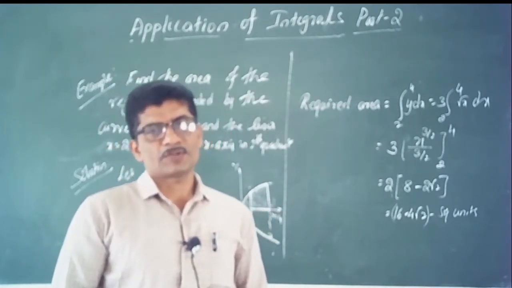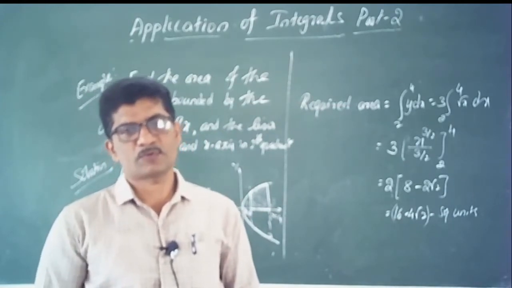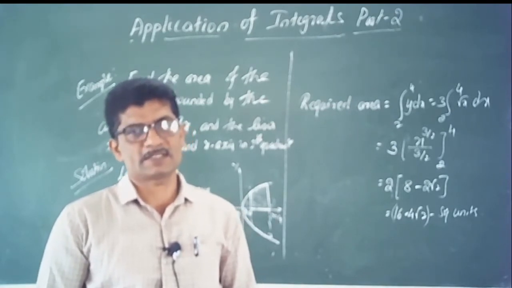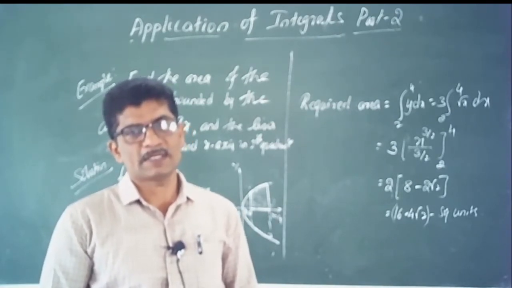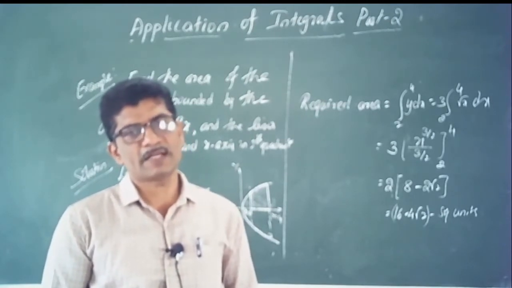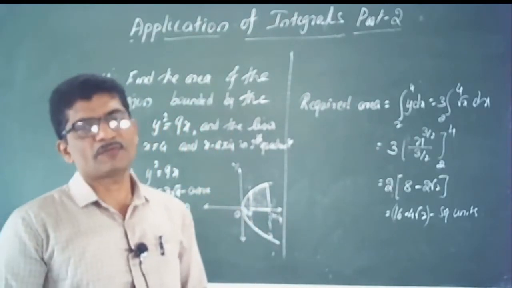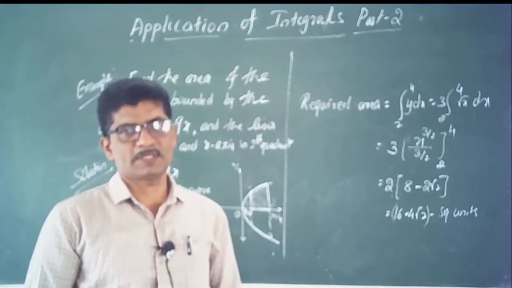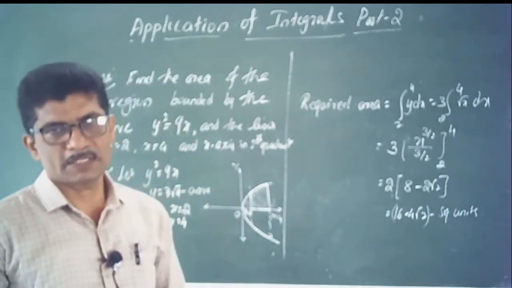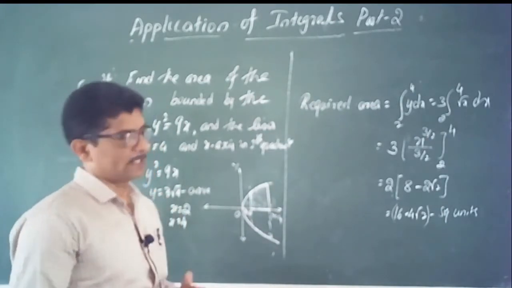And also you know that if some portion of the curve is above the x-axis and some portion is below the x-axis, then split the integrals. Separately find the area above and the area below, and adding these two areas you get the required area. We also solved two simple problems in the last video. In this video we discuss some other problems using definite integrals.